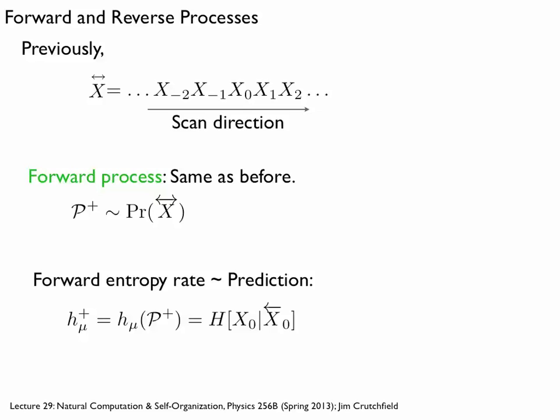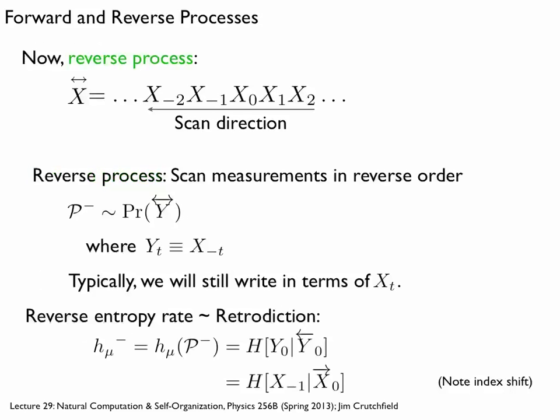Okay, and we have various quantities, of course. We have the forward entropy rate, we talked about this a little bit, h mu plus. And that's the uncertainty in the next symbol given the semi-infinite past. But now we have to talk about the reverse process. So I'm still giving you this lattice of variables, but I'm telling you, I want you now to scan this way.